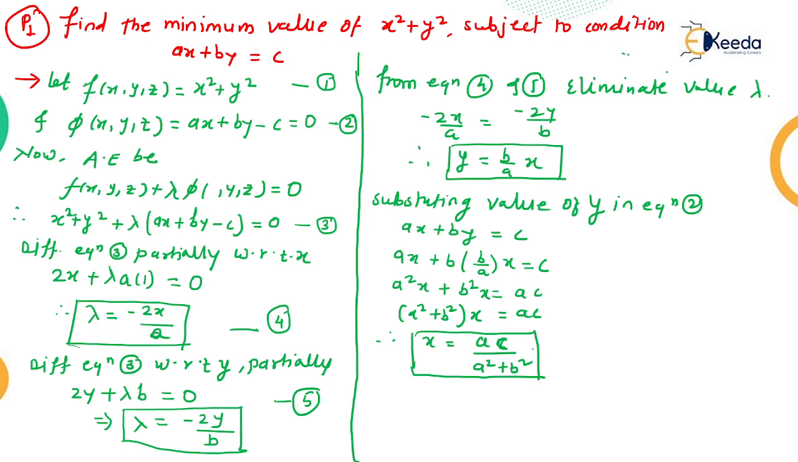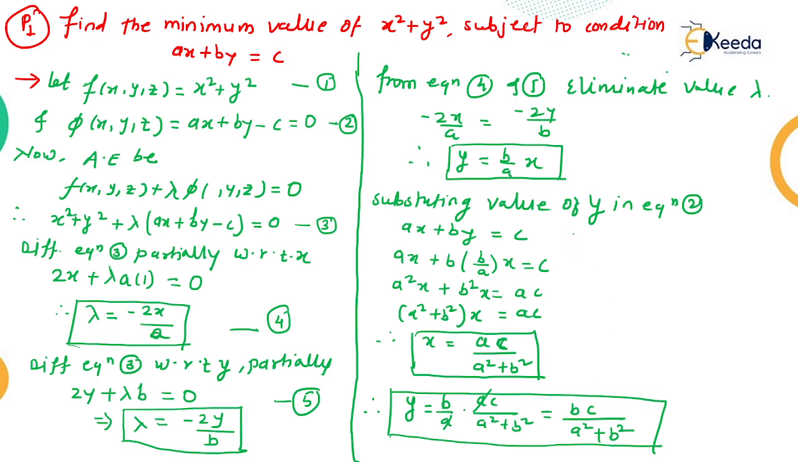Now once you find the value of x, you find the value of y very easily. So y is b by a into x. Substituting x here, b by a into ac divided by a square plus b square, the a gets cancelled and y is bc divided by a square plus b square. So this is the value for y.